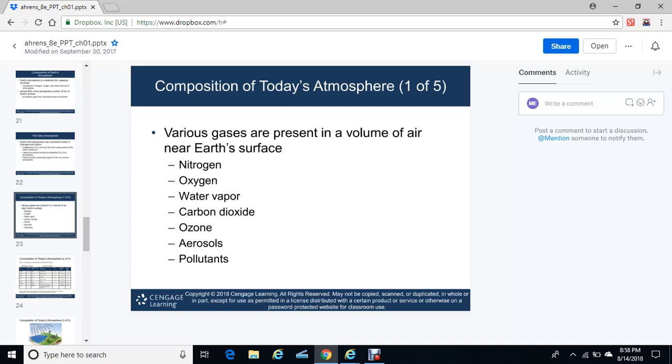Aerosols, there's a lot of different aerosols. Examples of that would include dust particles. Over the open oceans, you have sea spray, and that releases some particles, some salt particles into the atmosphere. Pollutants as well. We create a lot of pollutants and add those to the atmosphere. So there's a lot of different gases out there that compose our present atmosphere.